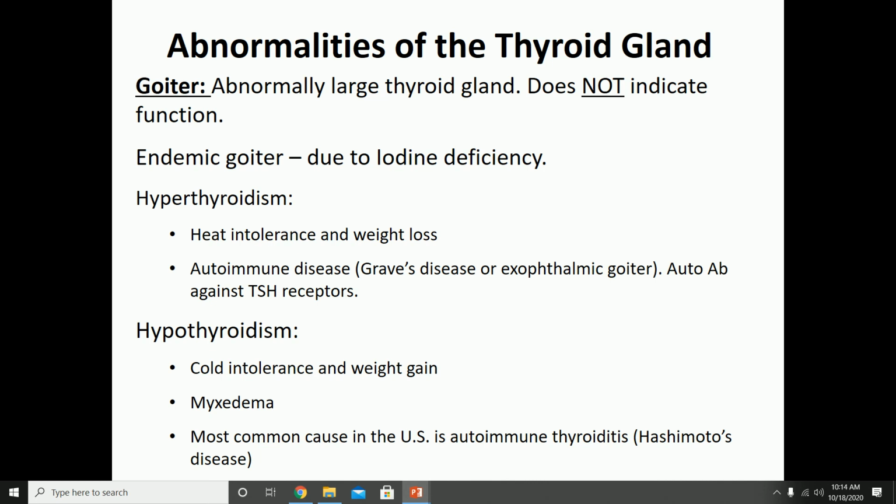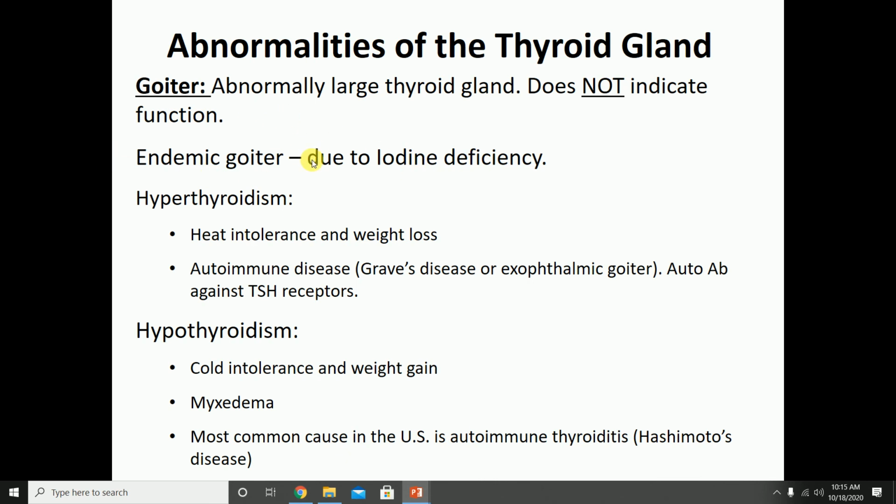Different reasons for goiter, including endemic goiter. Since thyroid hormone is made through iodide, if somebody's not taking in enough iodide, that could be a problem. Iodide is usually found in sea products. So for those countries that are far away from the sea or do not have enough sea products in their diet, that could lead to iodine deficiency, which can lead to endemic goiter.